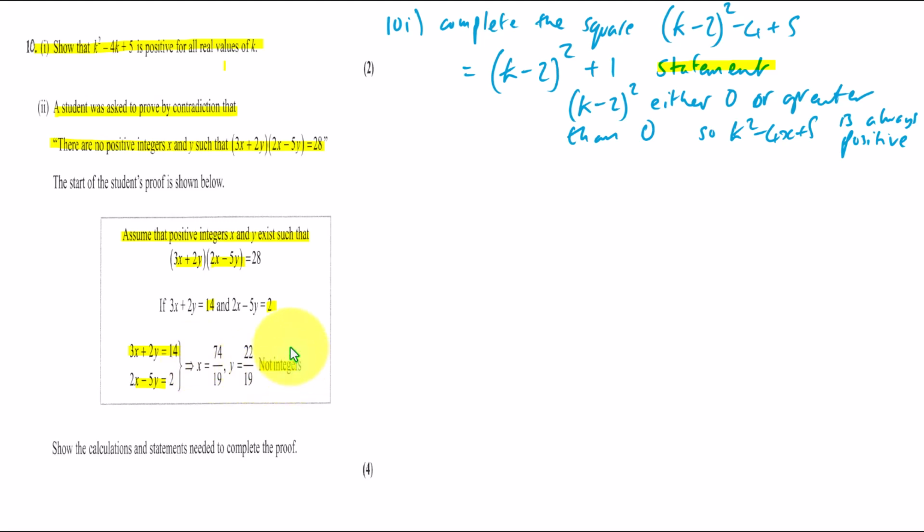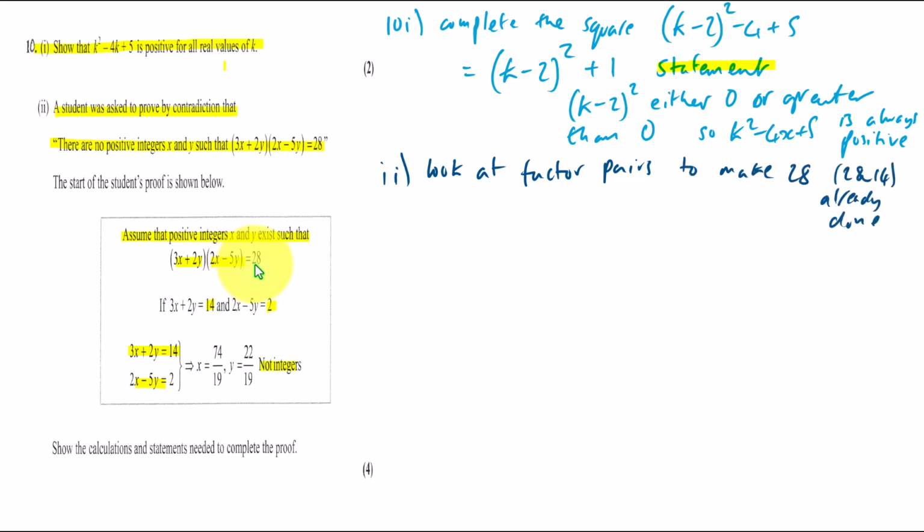So all you need to do here is actually, this is an easier question than normal, just complete the proof and add a statement. So what other factors of 28 can you get? So look at your factor pairs of 28. 2 and 14 is already done. You could actually try 2 here and 14 here instead to get a mark. But let's look at the actual different unique numbers we can have.